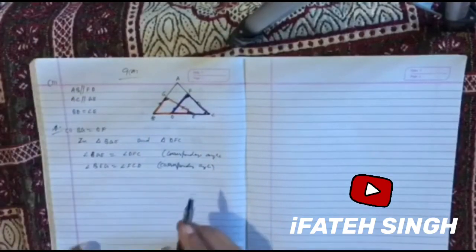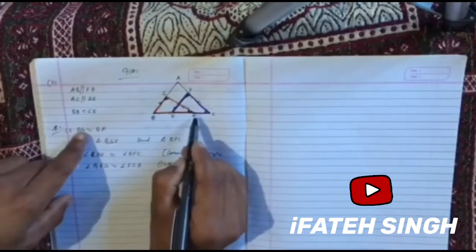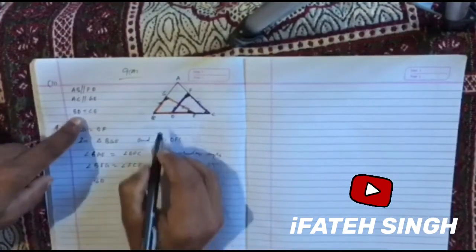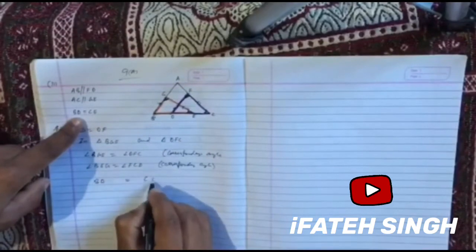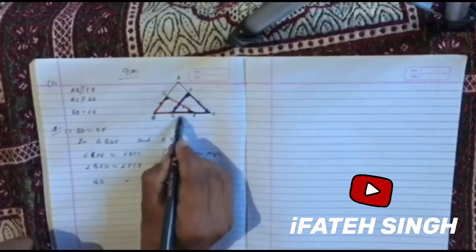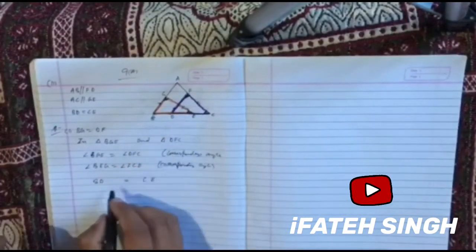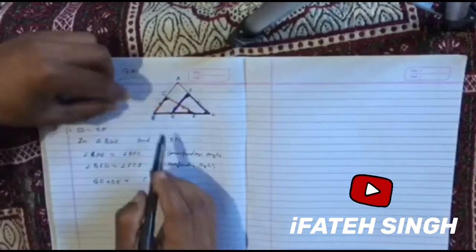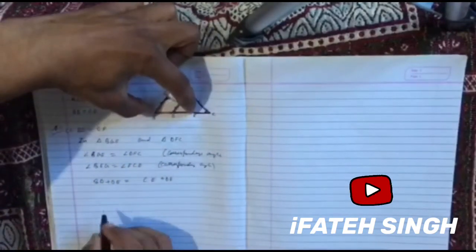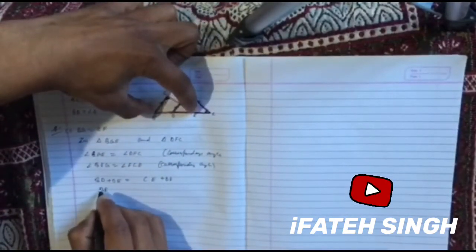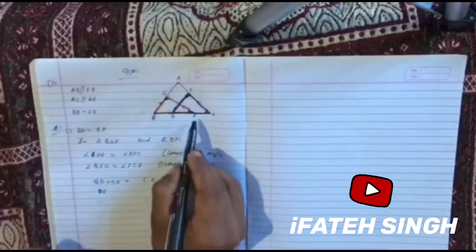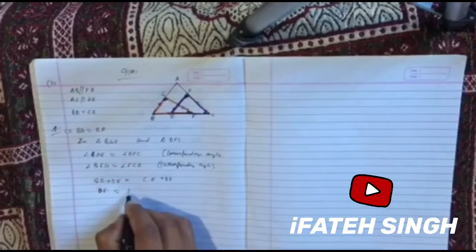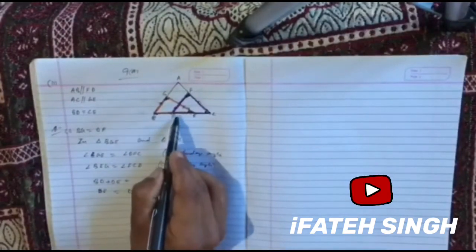And third thing, it is given that BD is equal to EC. It is given in our statement BD is equal to CE. And this part is common in both sides. When we add DE in both sides, BD plus DE, it will give us BE, and when we add DE in the CE, it will give us DC. It means these two sides are equal.